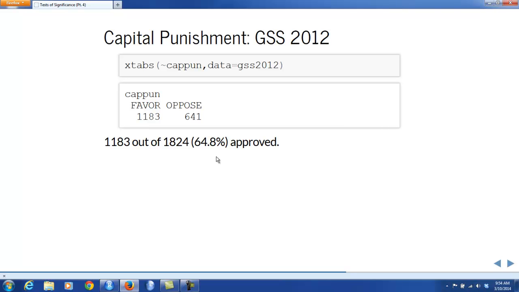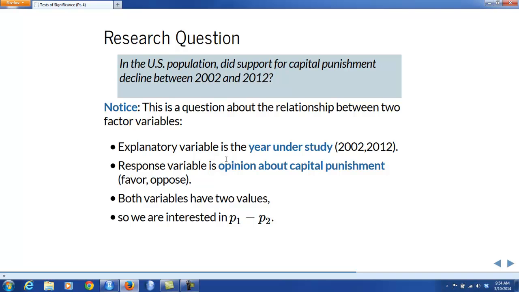The General Social Survey usually asks about capital punishment, and in 2012 a lot of people were asked. This time, 1,183 said that they were in favor, and 641 said that they opposed the death penalty. That's a total of 1,824. Now, 1,183 out of 1,824 is 64.8%. That's a smaller percentage than back in 2002. So we have this research question. In the United States population, did support for capital punishment decline between 2002 and 2012?